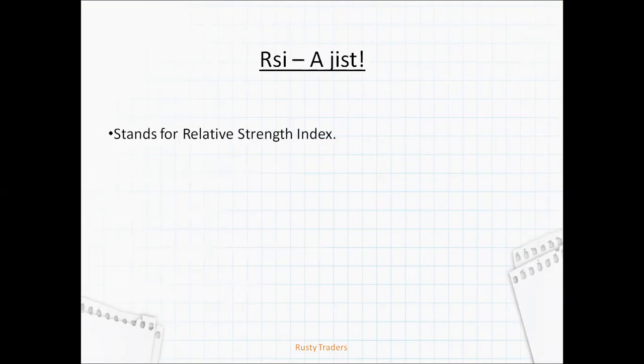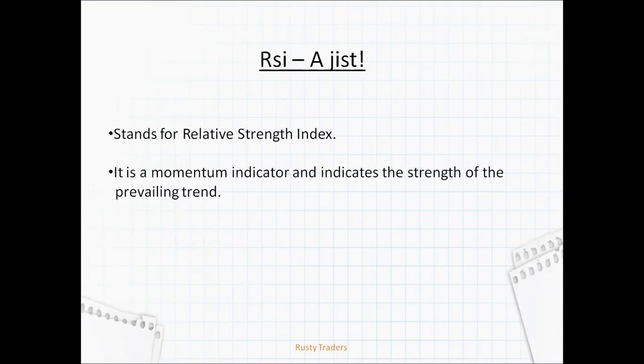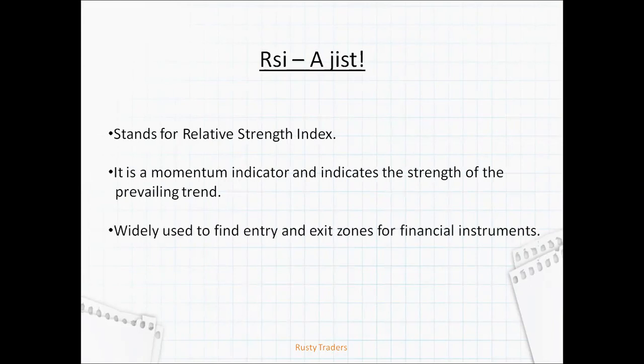What is RSI? RSI just stands for Relative Strength Index. It is a momentum indicator that is plotted on the chart, and it indicates the strength of the prevailing trend, be it uptrend or downtrend, any kind of trend. It indicates how strong that particular trend is. It is widely used to find the entry and exit zones for financial instruments, which basically means what is the right level to enter and what is the right level to exit. RSI could be used in a fantastic way to do the same.